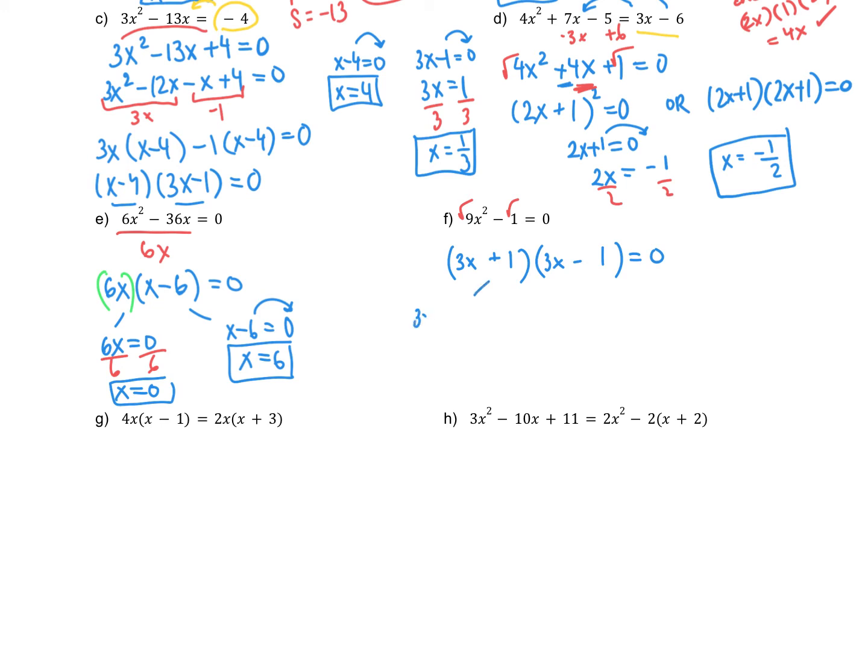And now when I branch out, 3x plus 1 equals 0. We bring the 1 over. It becomes negative.